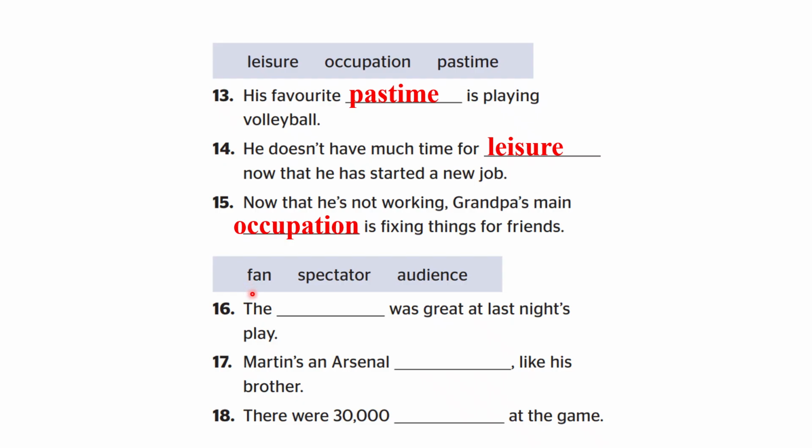And finally, we saw the difference between fan and spectator and audience. In sentence 16, that was great at last night's play. Okay, the audience. So the audience are the people who watch a play or watch cinema or watch any cultural event. Now, what about Martin? Martin is an Arsenal fan. He likes Arsenal. And finally, there were 30,000 at the game. So when you talk about a sporting event, we usually use the word spectators.